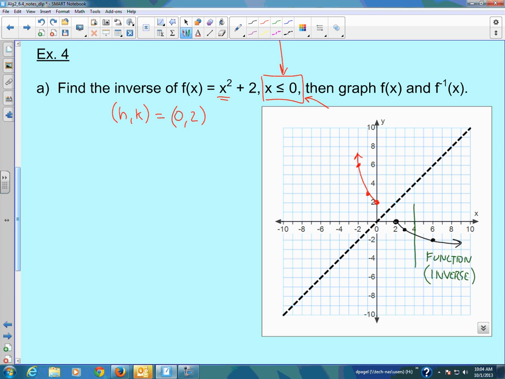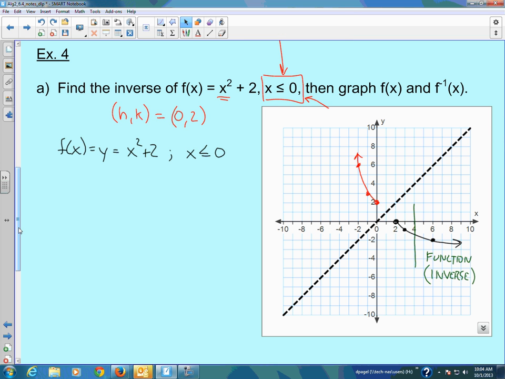We're supposed to also find the equation of this. So let's see how that plays out regarding the restriction on our domain. We have our original function, f(x), which is our y value, equal to x squared plus 2, and we're going to make sure that we consider this x less than or equal to 0 part of our equation. We have to include this restriction when we write our new equation for our inverse function.